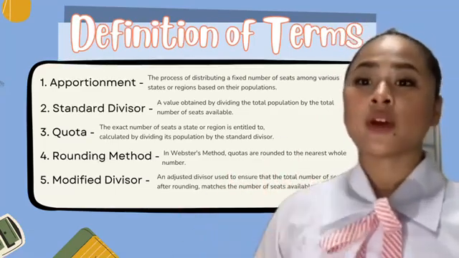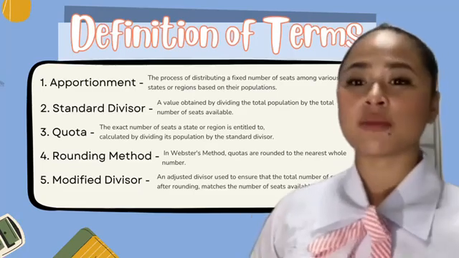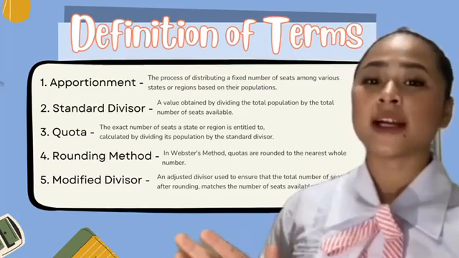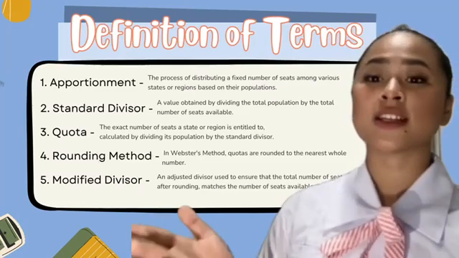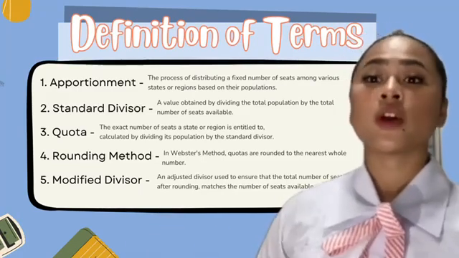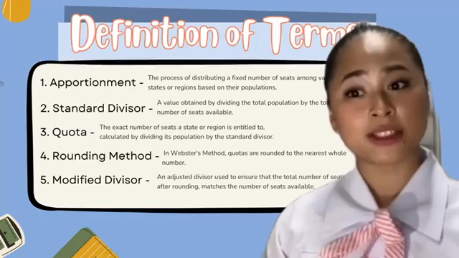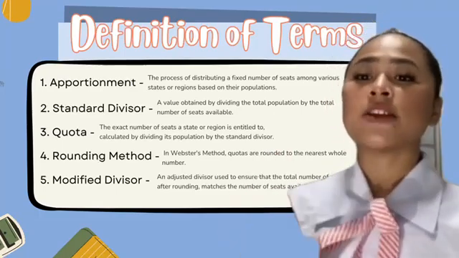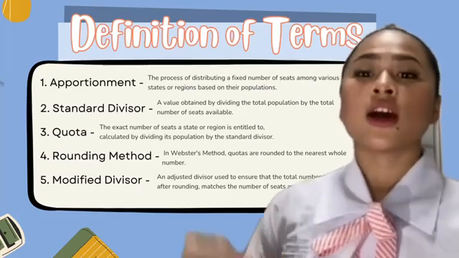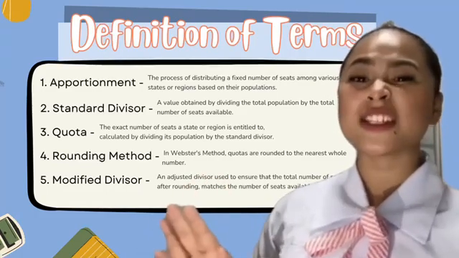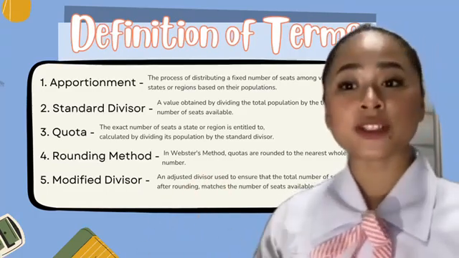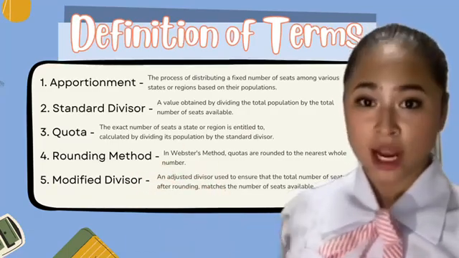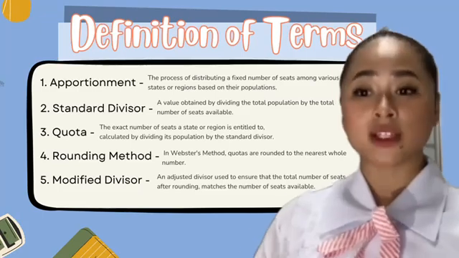Number 3. Quota. It is the exact number of seats a state or region is entitled to, calculated by dividing its population by the standard divisor. For short, quotas are often fractional numbers. Number 4. Rounding method. In Webster's method, quotas are rounded to the nearest whole number. This differs from other methods, such as Jefferson's, which always rounds down, or Adams, which always rounds up.